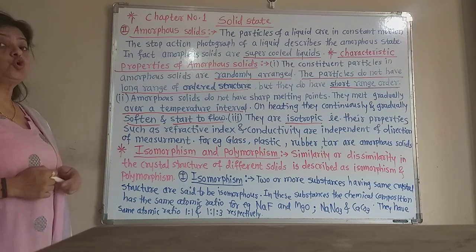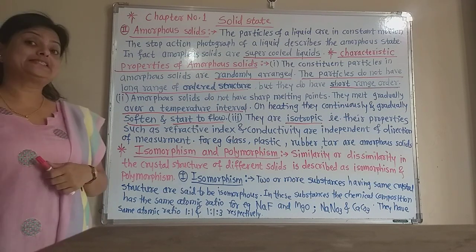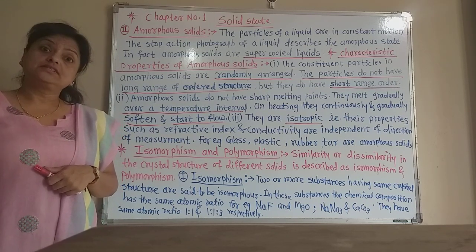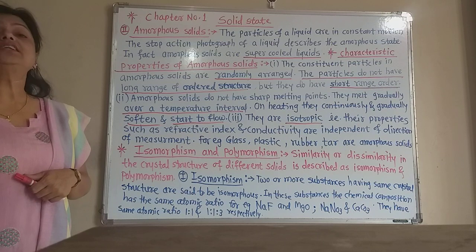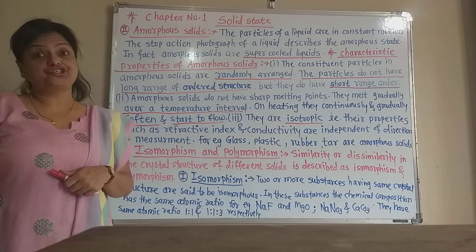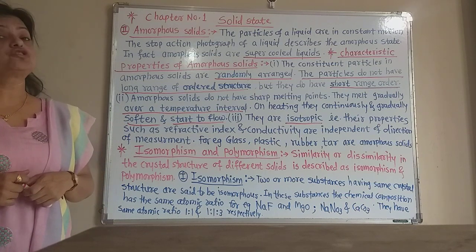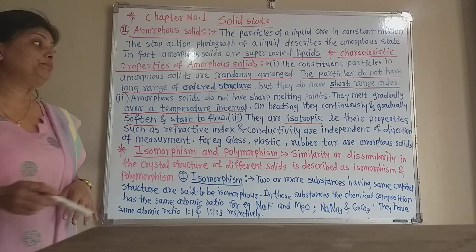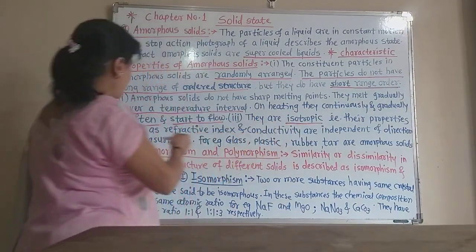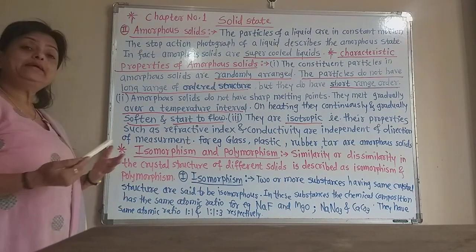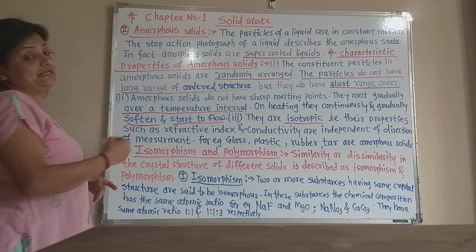They are isotropic. Crystalline solids are anisotropic. That means properties such as refractive index and thermal and electrical conductivity may change with the direction. But amorphous solids are not anisotropic; they are isotropic. That is, their properties such as refractive index, conductivity, etc. are independent of the direction of measurement.